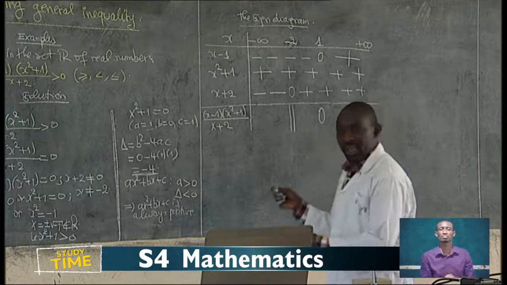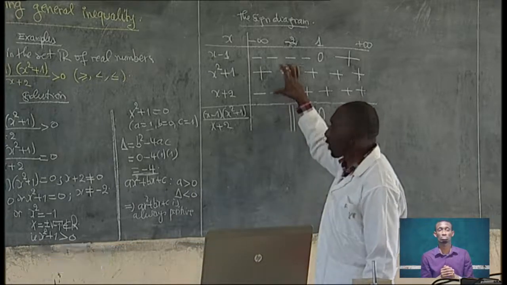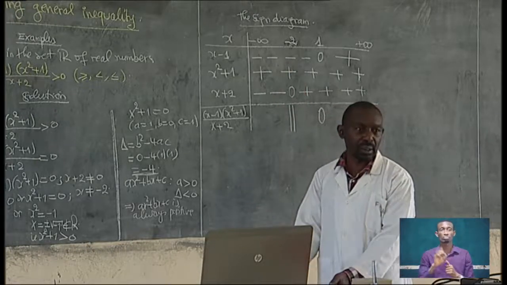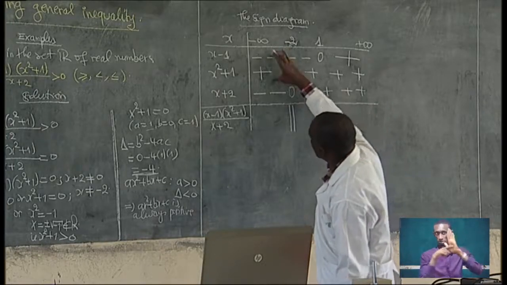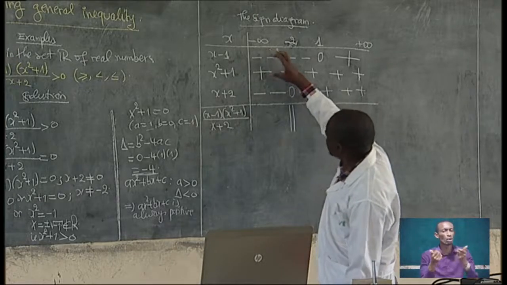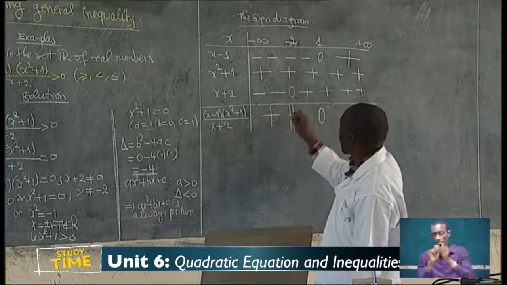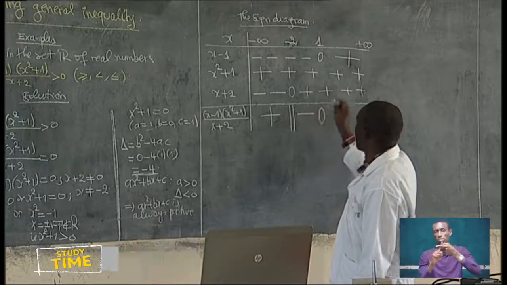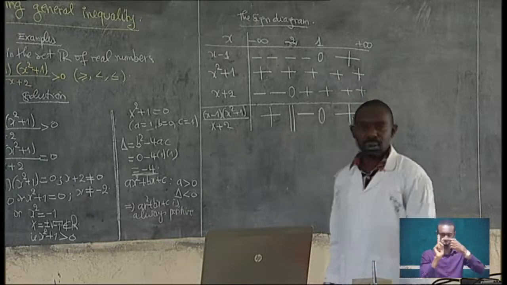Then, we need the product of sign. I repeat, it's a product of sign, not the sum or the difference of sign. We have a negative sign and a positive sign. The product is negative. A negative sign with a negative sign would be positive. Here we have a negative sign and positive sign; this would be negative. And here all signs are positive, so it will be positive.